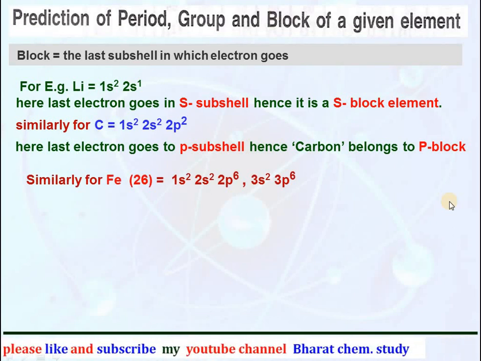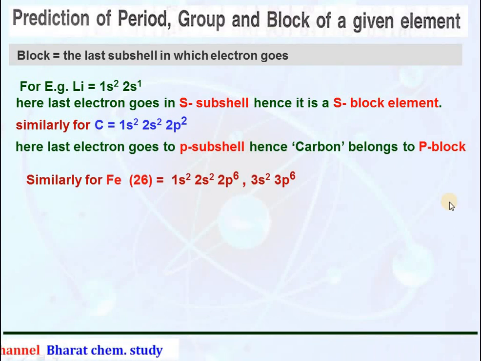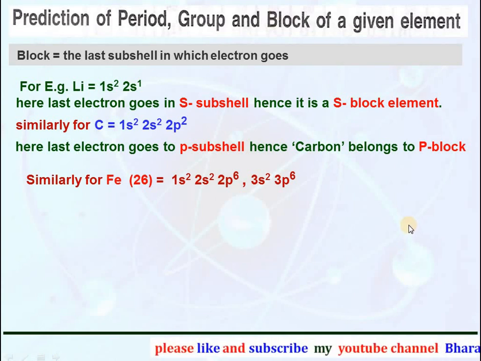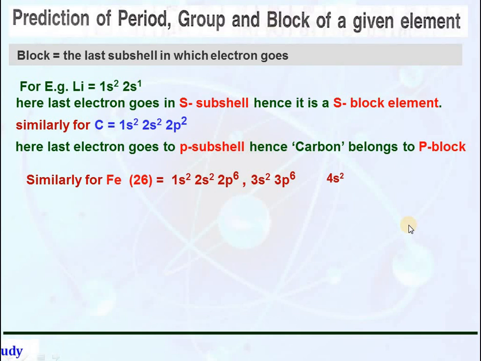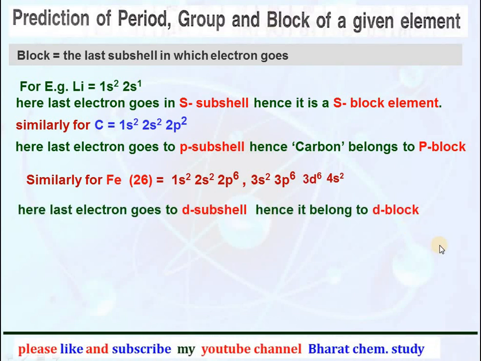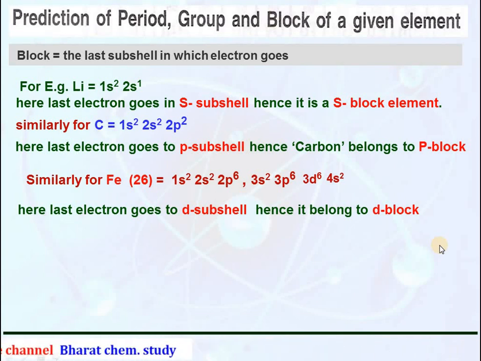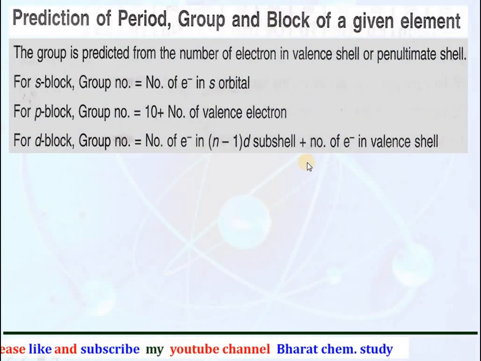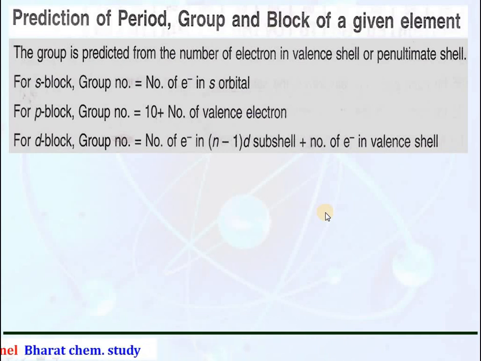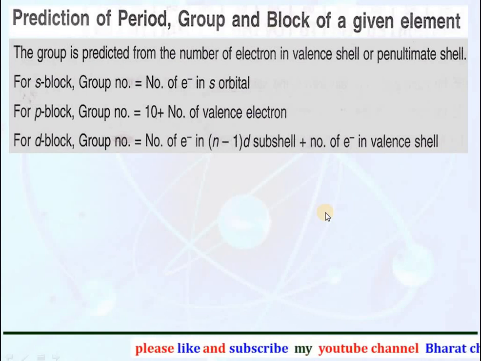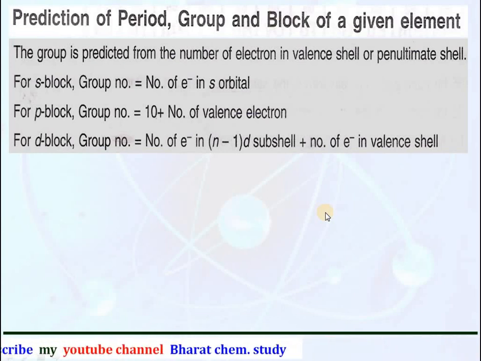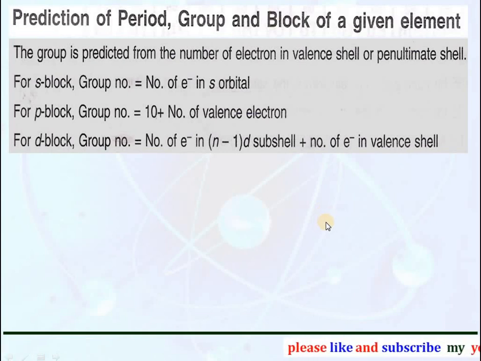Similarly in case of iron, the atomic number 26, the electronic configuration is written as 1s2, 2s2, 2p6, 3s2, 3p6, 4s2, and the last electron goes to 3d subshell, therefore it belongs to d block. Now to find the group of an element, first of all we have to write the electronic configuration, then depending upon which block the element belongs, the formula for calculating the group number is different. So let's practice this with examples.